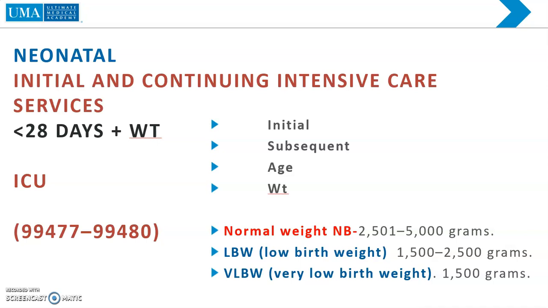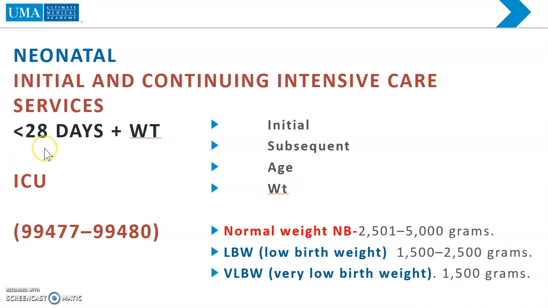These are the codes for the neonates in the ICU, the initial and the continuing intensive care services. Initial means the first day. Continuing intensive care means subsequent, the next day onwards, because when you're in the hospital, there's a code for each day. So the second, third, fourth day is going to be your subsequent. The first day coding will be the initial, and it depends upon the patient's age and weight.